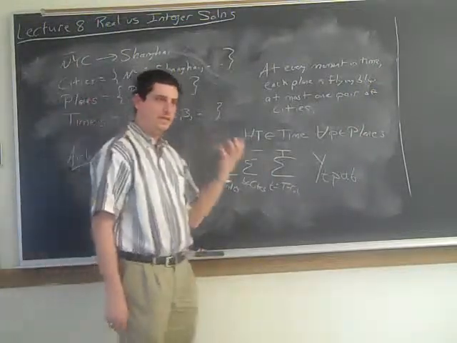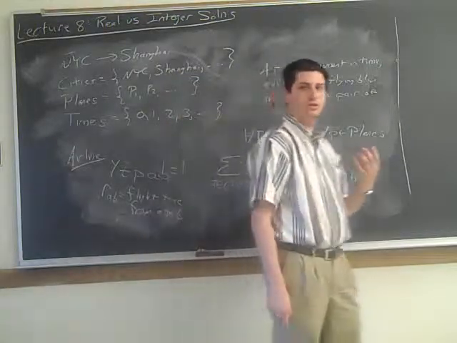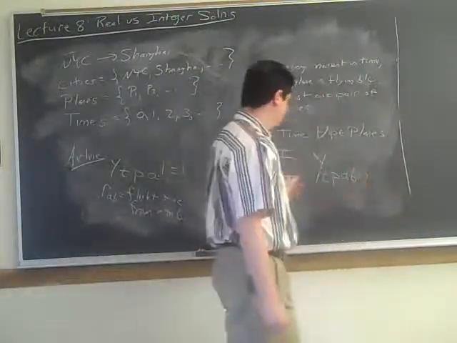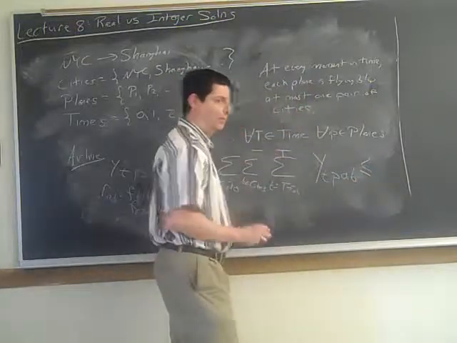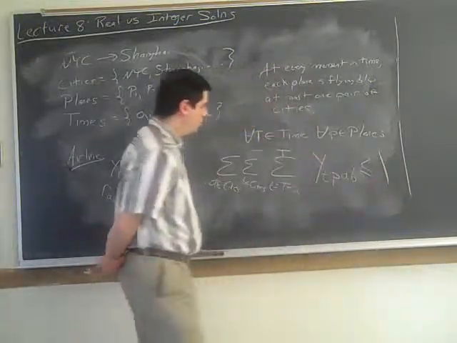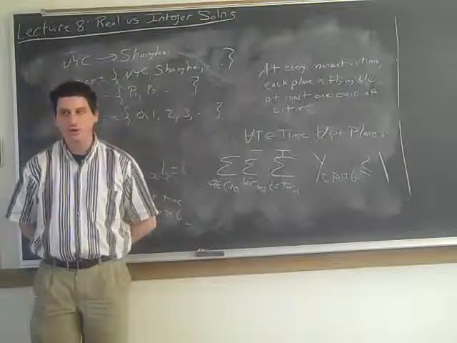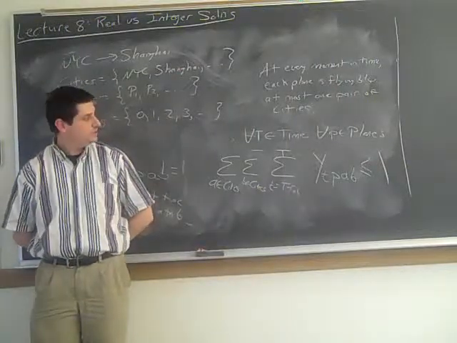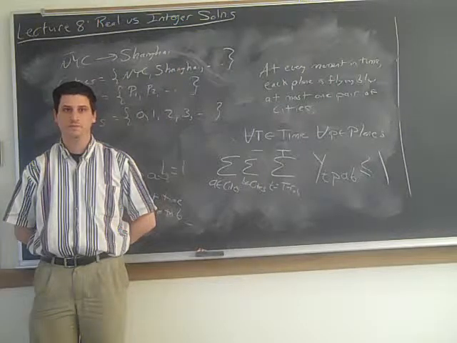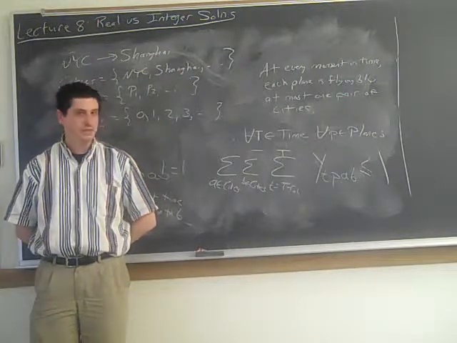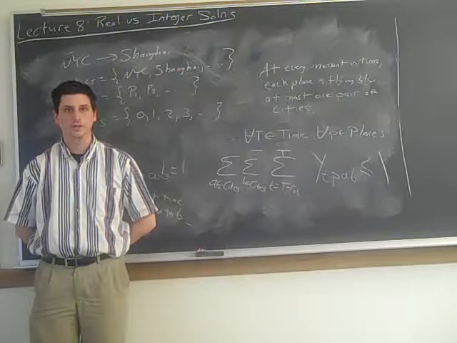We can have that plane in the air between at most one pair of cities. So what does this have to be? It has to be less than or equal to 1. And so look how easy it is to encode. Each plane is flying between at most one pair of cities at any moment in time. That's not a hard constraint to write down. That's a nice linear constraint.